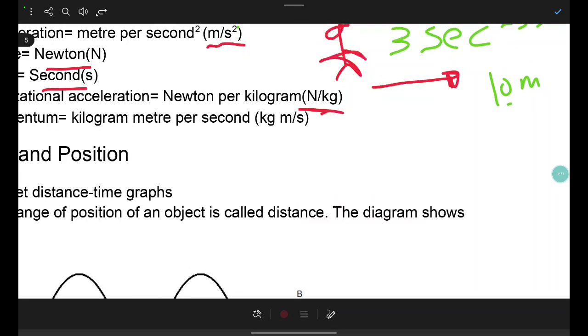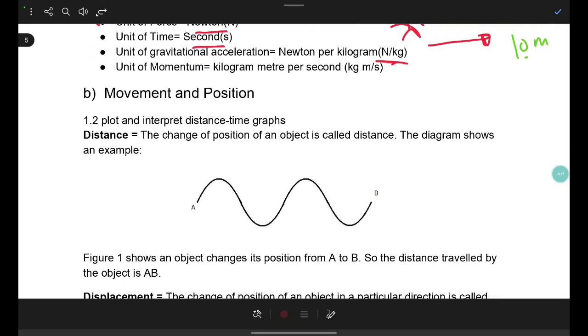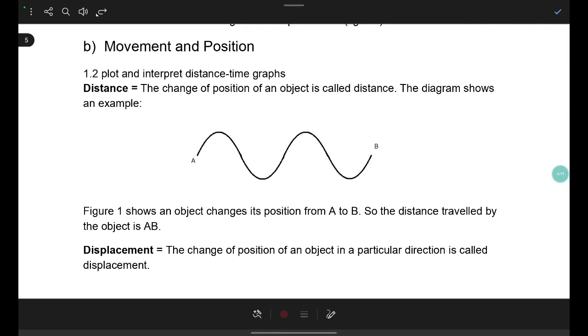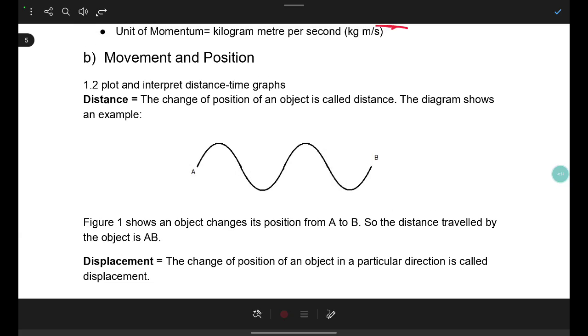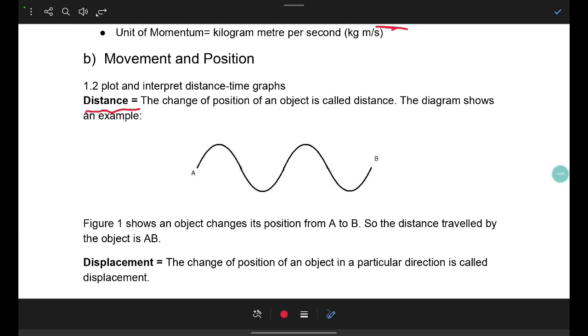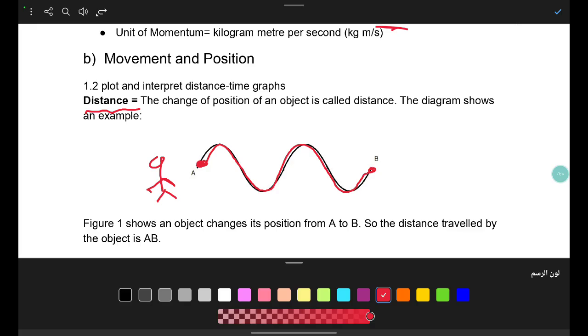The other part is revolving around the difference between distance and displacement. What is distance? Distance is the change of position of an object. The change of position of an object. Take a look at the following example. Imagine we have a man who moves on this road. This road isn't a straight road.